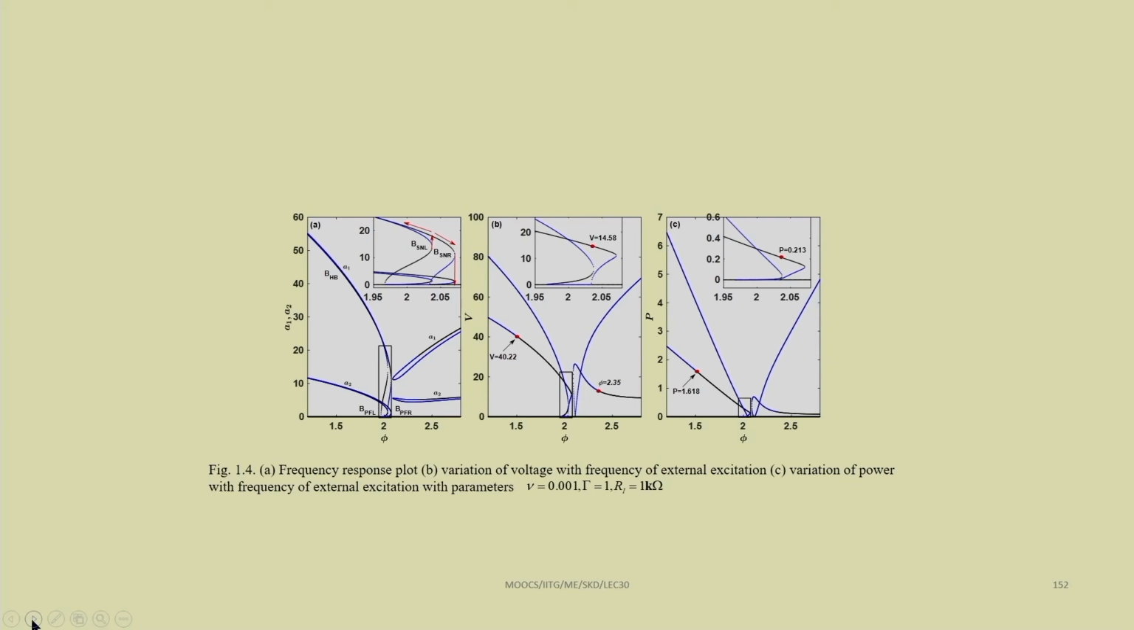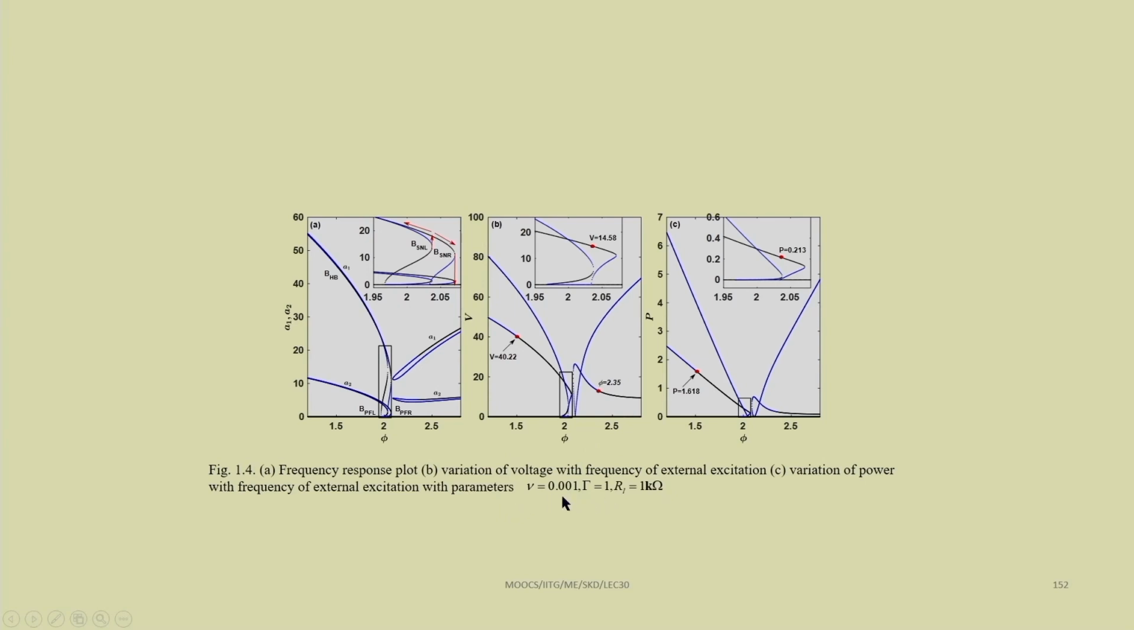But in this particular case, we have taken a large number of initial conditions and used Newton's method to find the response of the system. In that way the frequency response has been plotted. These are the frequency responses for different values of nu and gamma.